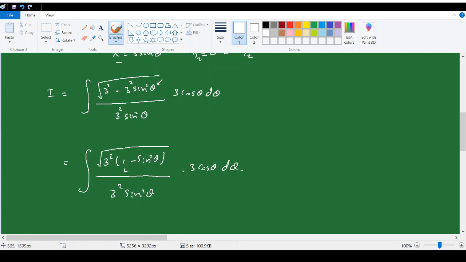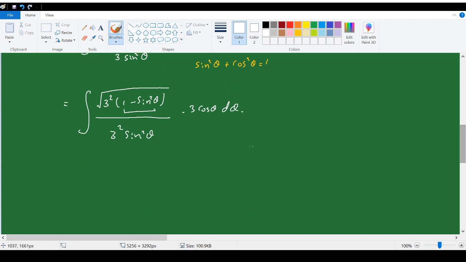Now here we can apply our favorite trigonometric identity, which is sine squared theta plus cos squared theta equals 1. So 1 minus sine squared theta will be equal to cos squared theta. Now this becomes the square root of 3 squared cos squared theta, and the other terms remain as they are.